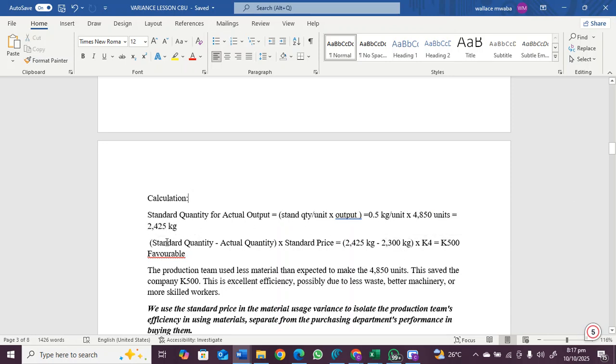So find the variance: standard quantity minus actual quantity times the standard price. Why we're multiplying by the standard price is because we're trying to measure efficiency here. So we say, okay, if everything was held constant and the price just stayed the same, did we use more materials or less materials? That's why we're using the standard price. We're trying to see how efficient we were with using our materials.